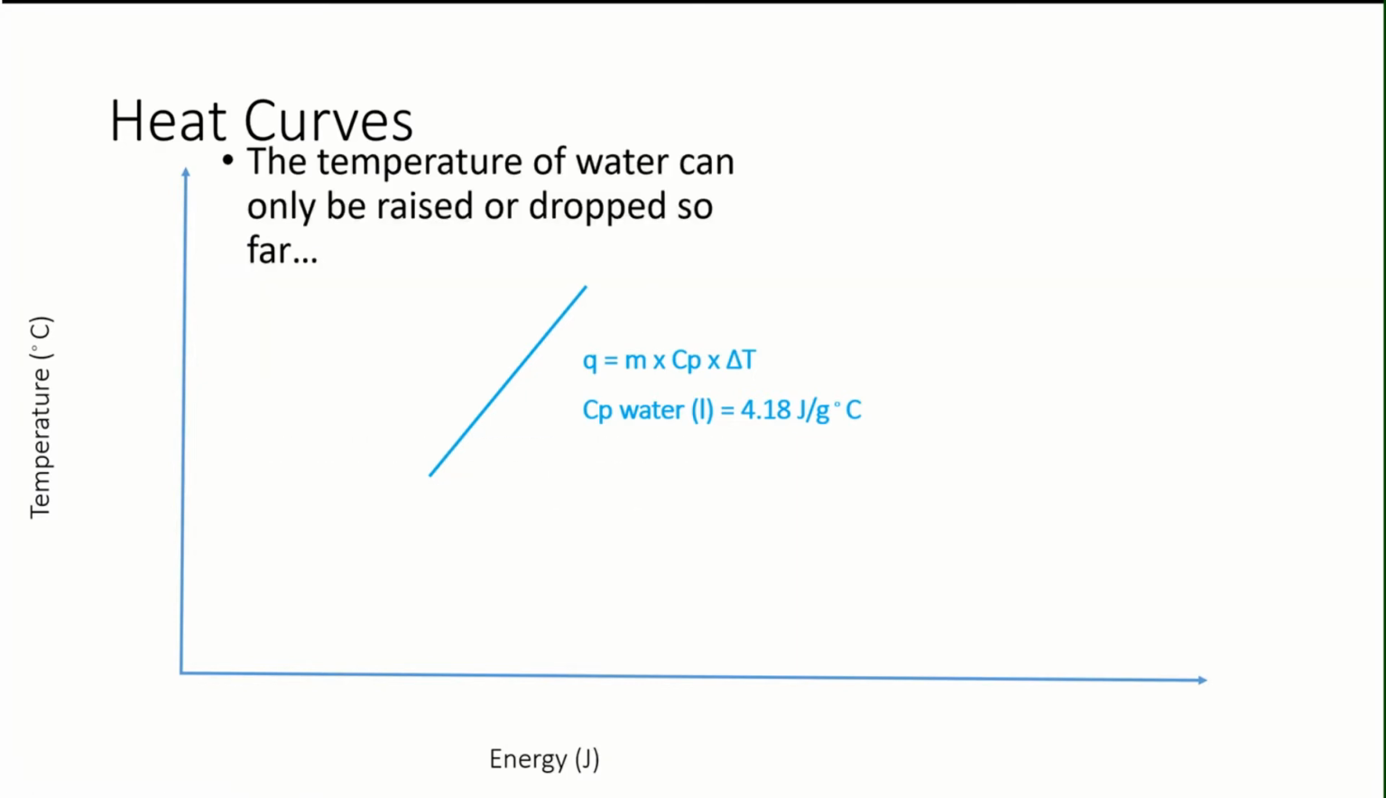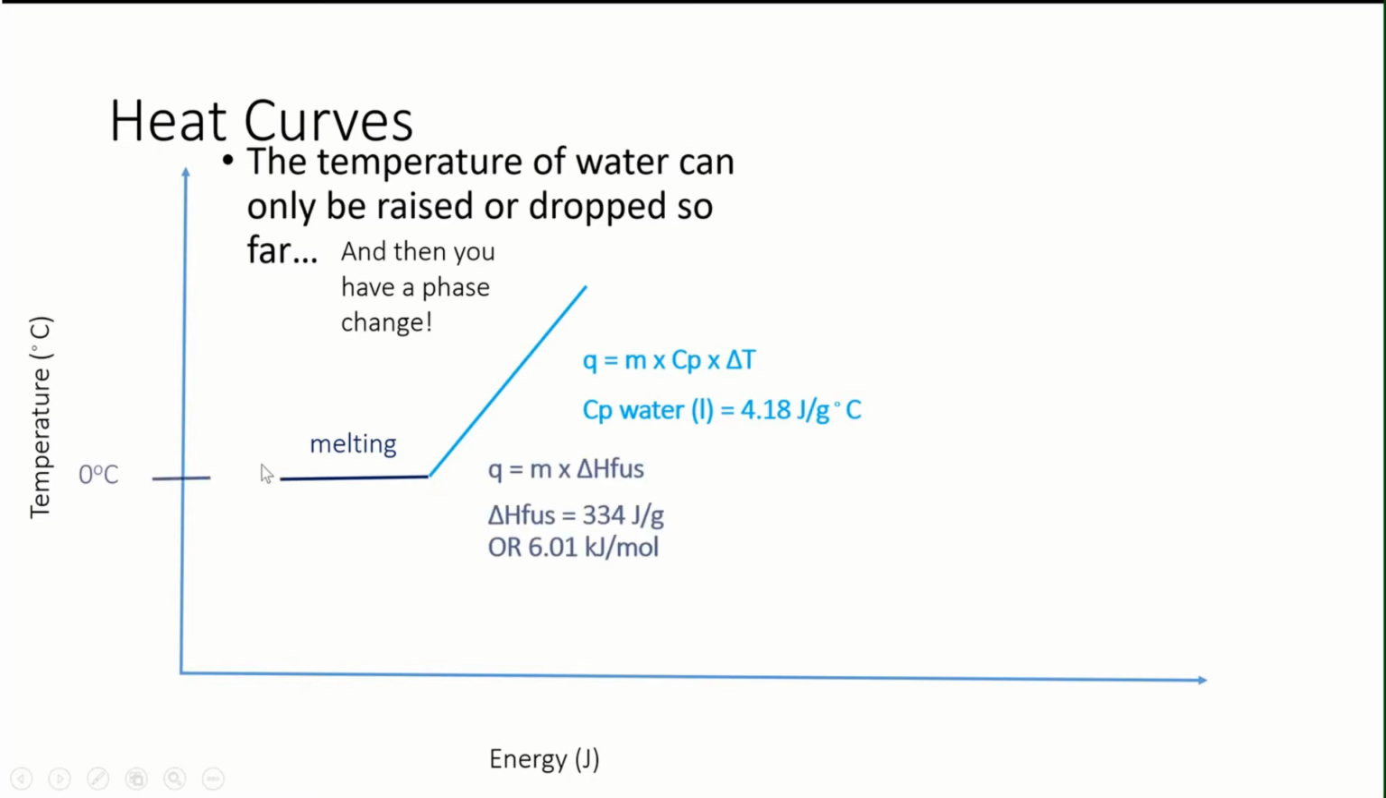But the idea is you can only raise or drop the temperature of water so far. And then you have a phase change. Hopefully you guys are familiar with the range at which liquid water exists. So 0 degrees to 100 degrees Celsius. Make sure you guys are very familiar with this as we move forward. So if we're going to start off going backwards at first here, we have melting. When we get to 0 degrees, melting. Again, that happens at 0 degrees. You are responsible for knowing that 0 degrees Celsius there.